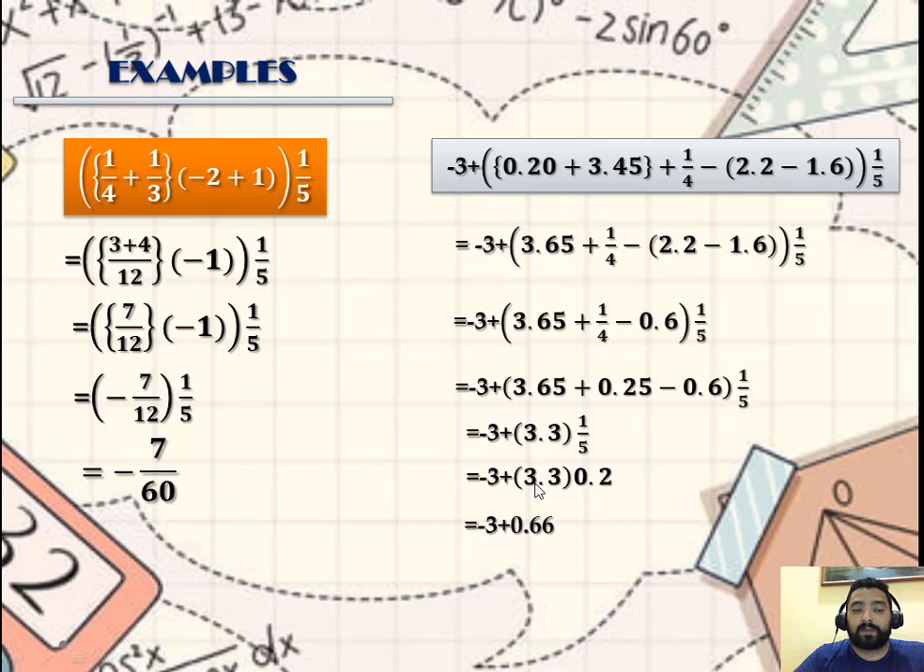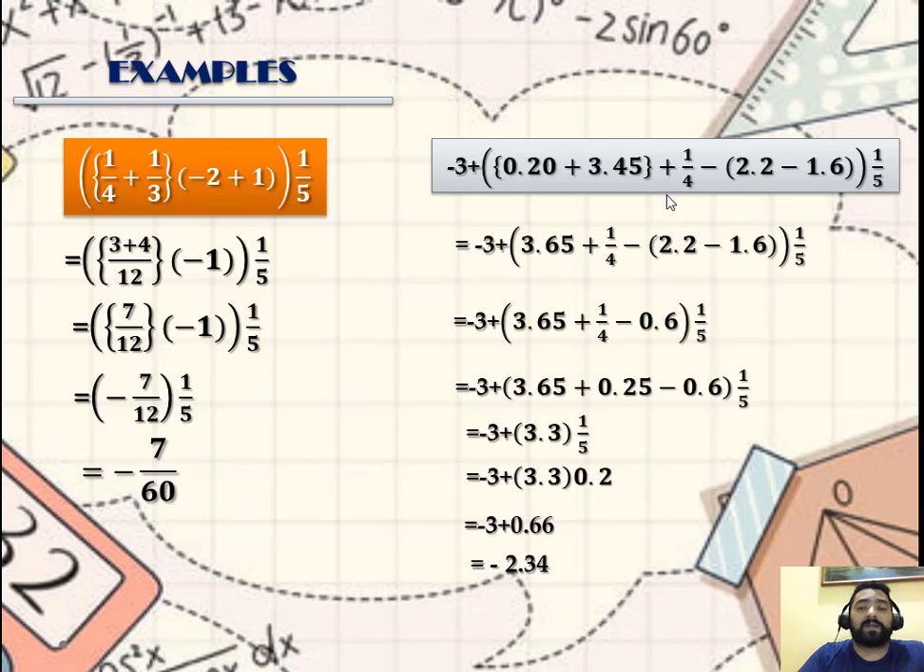Then we multiply 3.3 times 0.2 and we get 0.66. We copy the plus sign and we eliminate the parentheses. And finally, we get this value. Remember, this is negative, this is positive. So negative 3 is greater in absolute value than 0.66, and the sign is negative. So we are going to have negative 2.34. And remember to use PEMDAS: we have to reduce the grouping symbols first in this case.